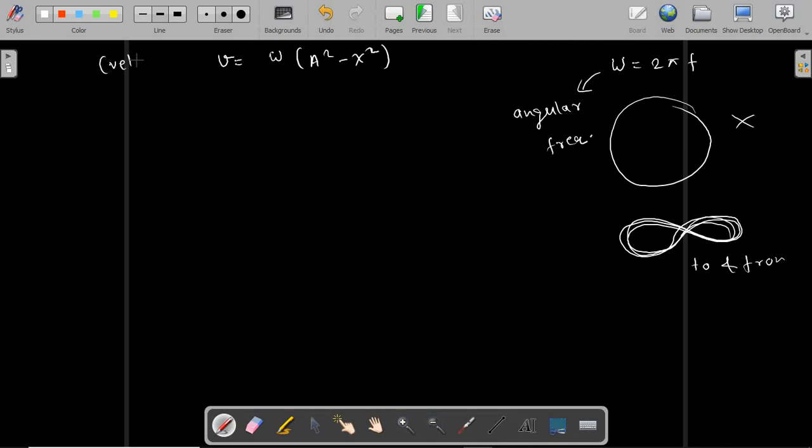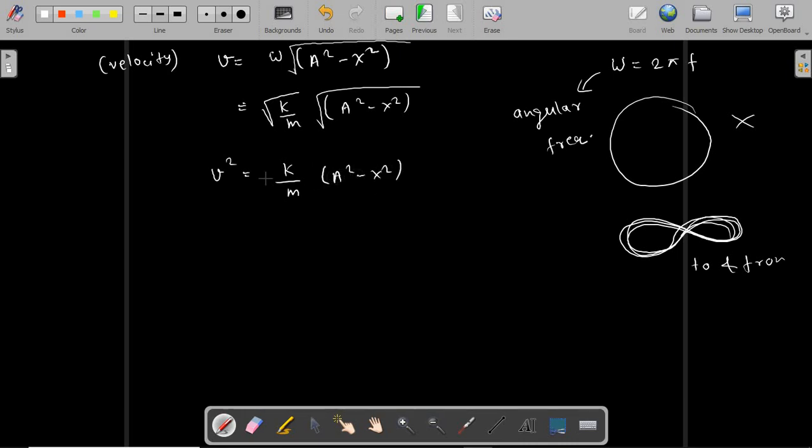Velocity v is equal to omega times the square root of a square minus x square. Now do you know the value of omega? Omega is the square root of k by m. So v is equal to the square root of k by m times a square minus x square. If we write it, v square can be written as k by m times a square minus x square. Can I write that?